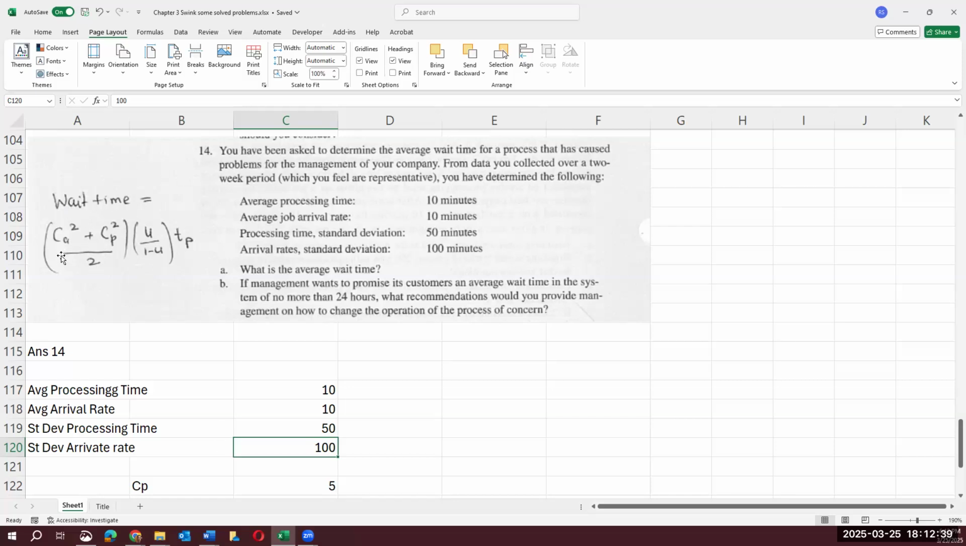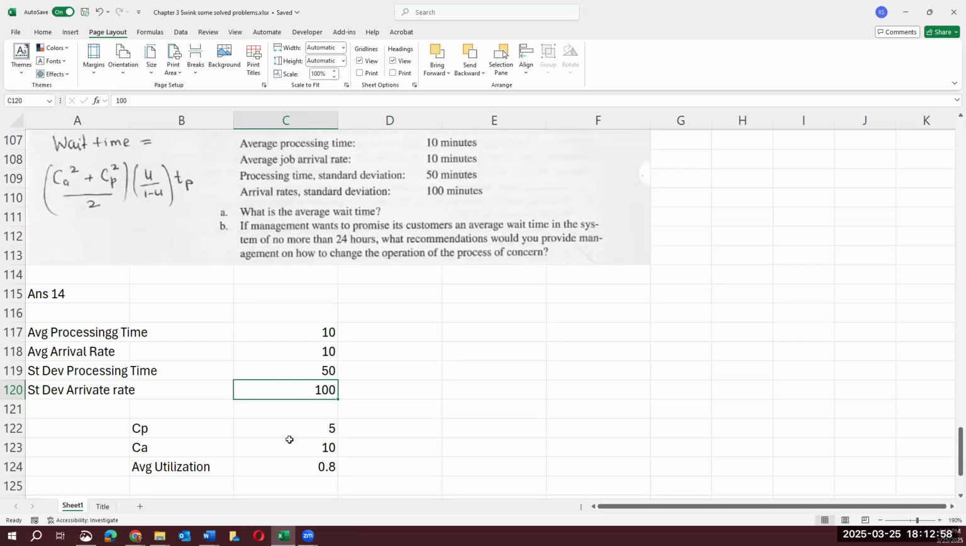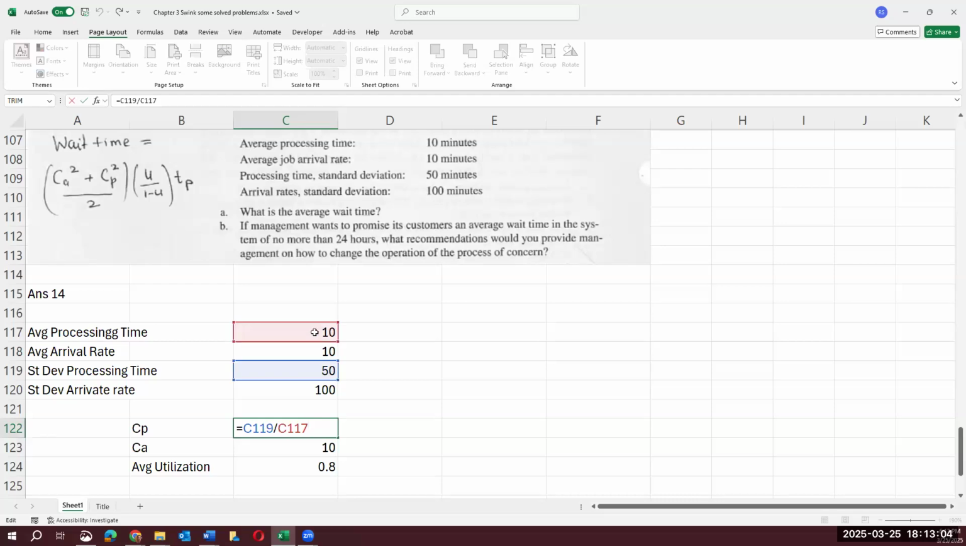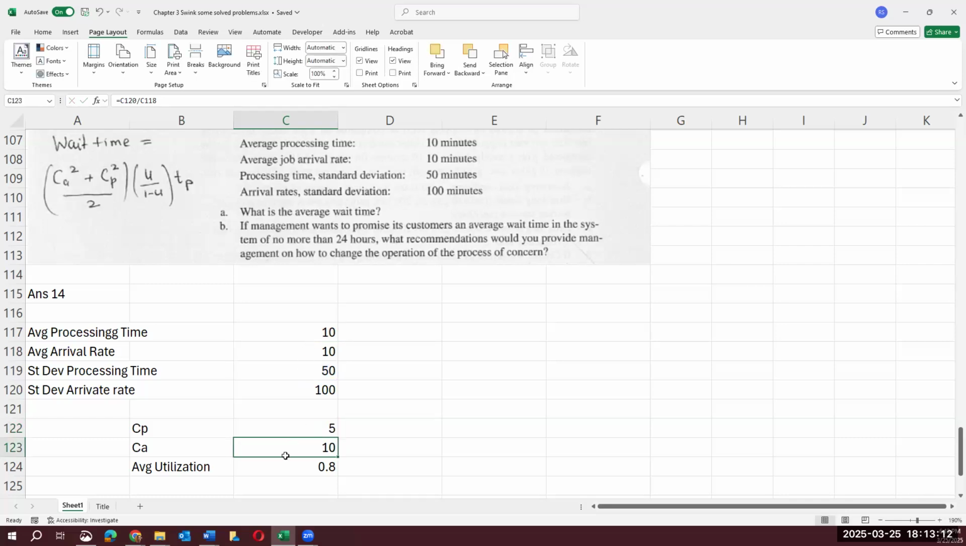So the wait time is going to be calculated using something known as the coefficient of variation, the squares of arrival as well as departure. You take the average of those two squares and multiply it by U, the average utilization, divided by 1 minus U, times the average processing time. This formula we have to apply. So I will first calculate the CP, which is 50 divided by 10. The coefficient of variation for processing is 5. That's a big number. And arrival is even bigger. Oh my, this is huge.